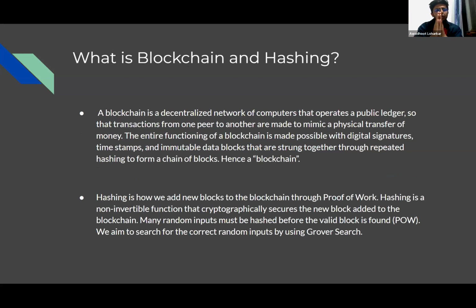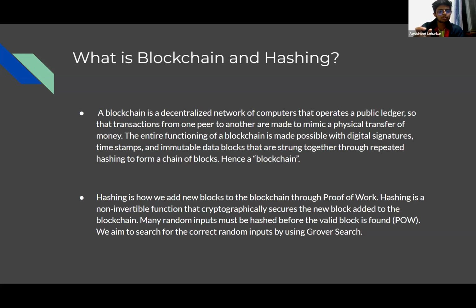Let's start with what blockchain is and what hashing is. A blockchain is a decentralized network. You have heard about blockchain, Web3, and all this. There are various computers all over the web working simultaneously to create this blockchain. But the whole thing comes down to security. How secure is this?